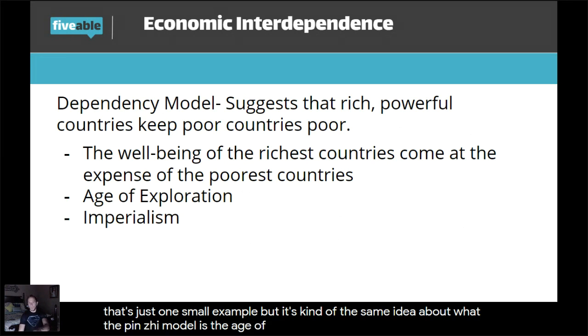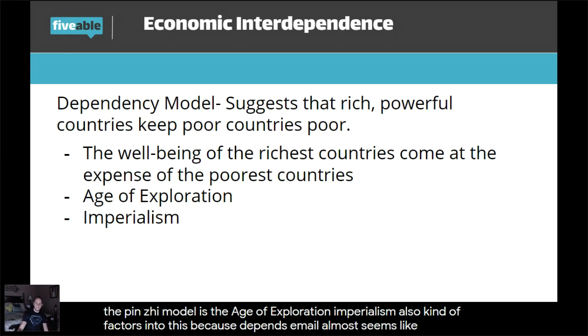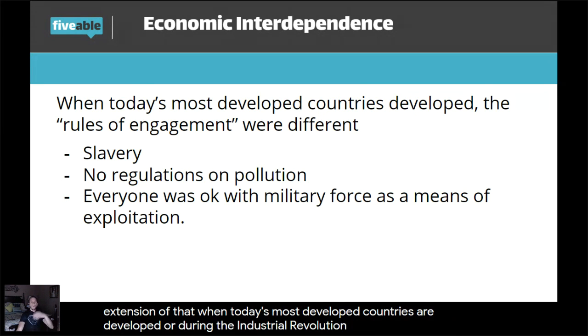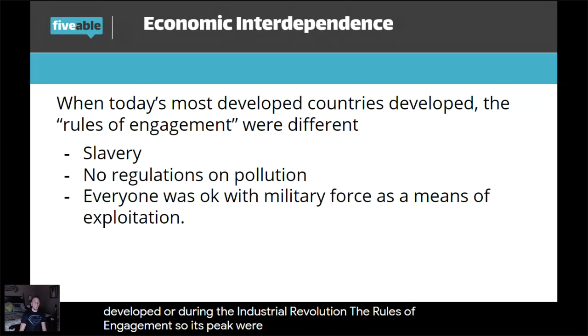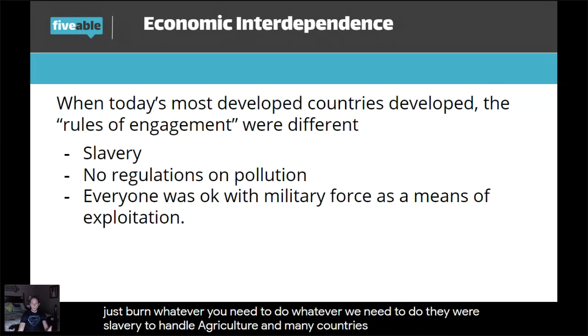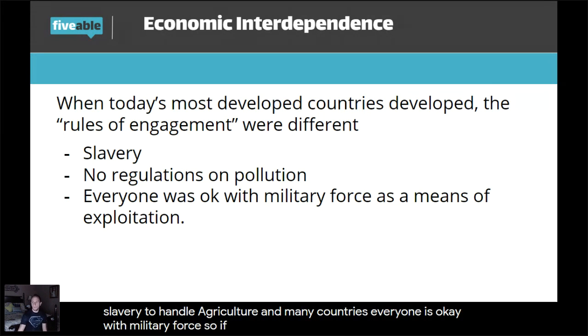The age of exploration and imperialism also factors into this because the dependency model almost seems like an extension of that. When today's most developed countries were developing, during the Industrial Revolution, the rules of engagement, so to speak, were different. No one cared about climate change and the impact of CO2 on the environment. We would just burn whatever we needed to do whatever we needed to do. There was slavery to handle agriculture in many countries. Everyone was okay with military force. So if you need resources, go take over a country in Africa, and everyone is going to be okay with that.